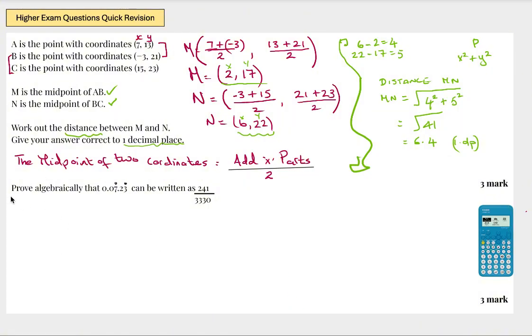prove algebraically that 0.0723, ignore that, can be written as 241 all over 3,330. So it's asking you to prove 0.073 recurring can be written as that. And this is your answer. So you're actually showing how you get this answer. So we'll write it as x equals for now, because we don't know the correct answer.